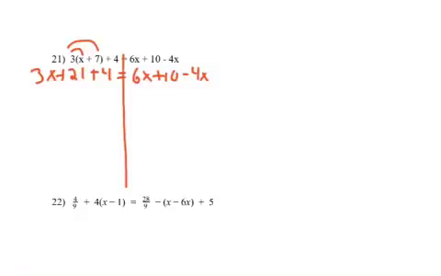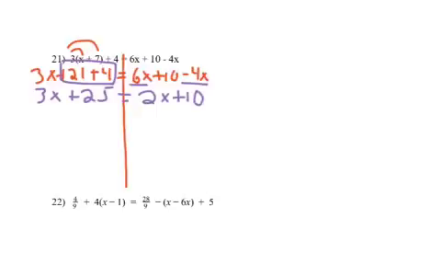Now, I like to combine my like terms. So on the left side, I have my constants. I have a positive 21 plus 4, so I would have 3x plus 25. On the other side, I can combine my coefficients, my 6x minus 4x, to give me 2x plus 10.